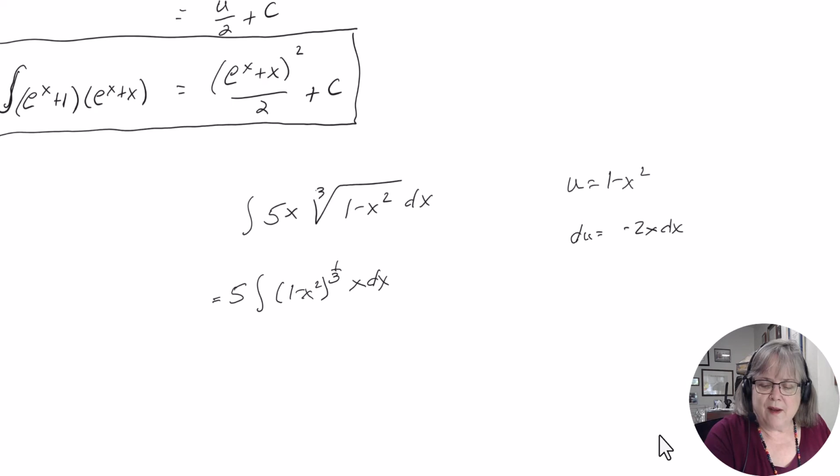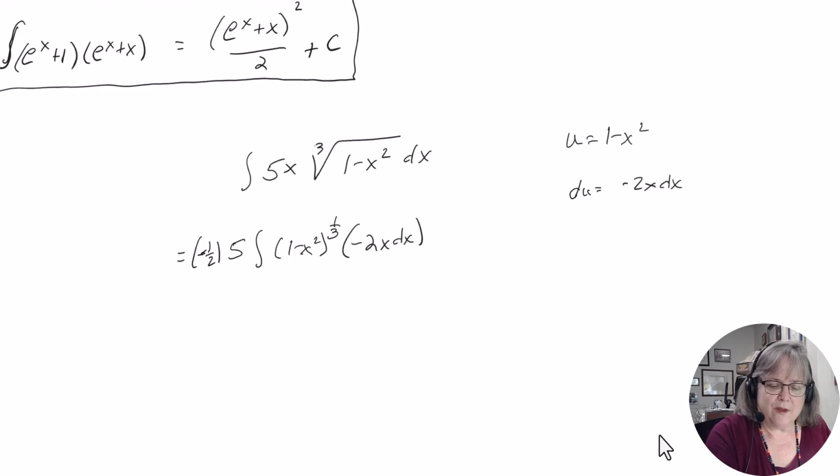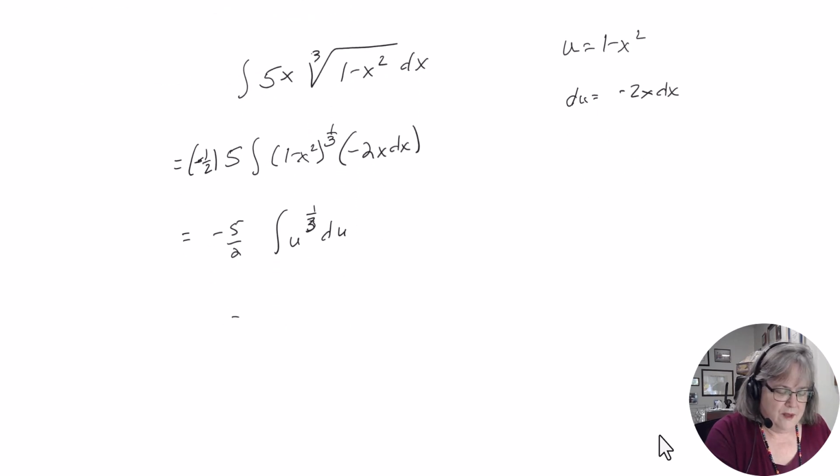So this is what I've got right now, and I need a negative 2. So hopefully what you did is you put a negative 2 in there. And then you have to undo it by out here multiplying by a negative 1/2. Right? You just undo what you just did. So this turns out to be negative 5/2 u to the 1/3 du. So this is negative 5/2. You add 1 to the power, and you would have u to the 4/3, and then you would divide by 4/3, which is the same thing as multiplying by 3/4.